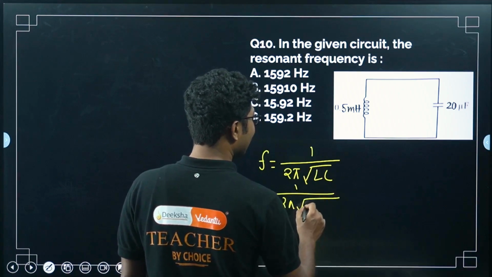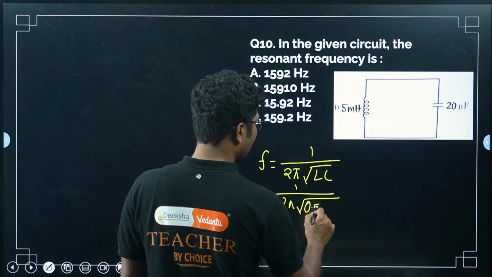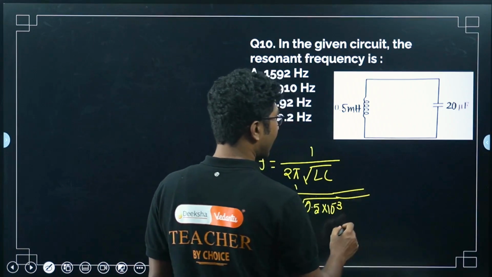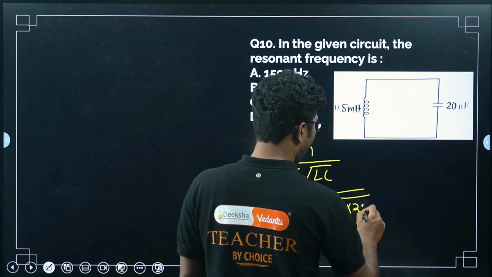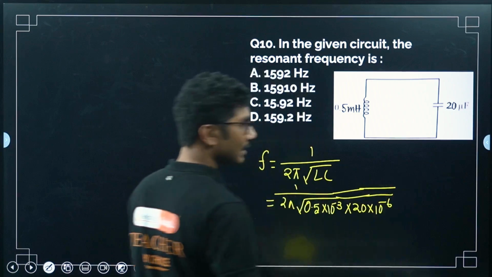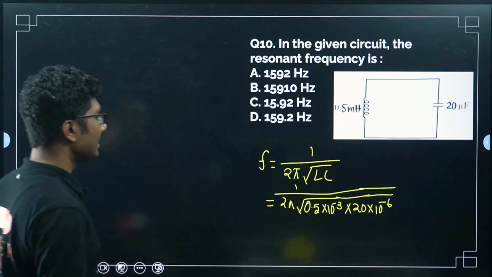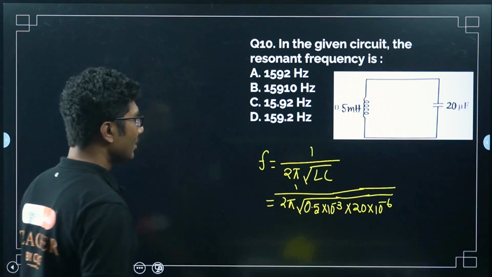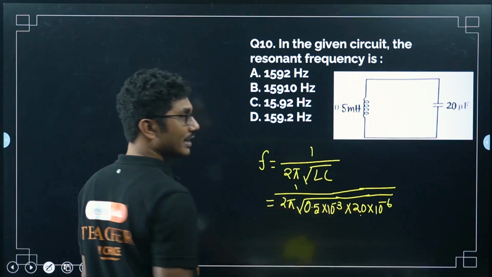So here 2 pi square root of L, which is 0.5 millihenry. 0.5 milli means 10 to the power of minus 3, and C is 20. And if you see, most of the combinations are similar combinations. Almost each and every question, they are giving you such that 0.5 times 20 is 10.